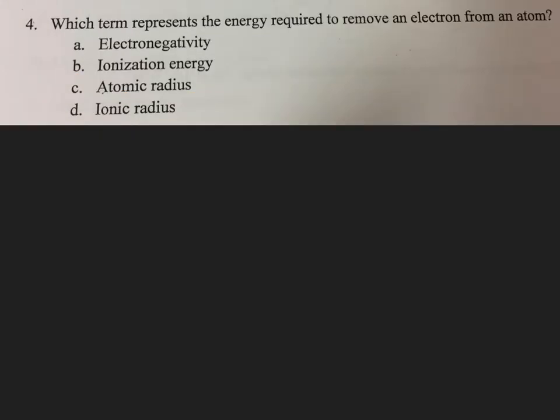Which term is the energy required to remove an electron? Removing an electron is turning the atom into an ion. So the energy required to remove that electron is called the ionization energy. Electronegativity is how strongly an atom pulls on other atoms' electrons. And then, of course, atomic and ionic radius are references to the relative size of the atoms.